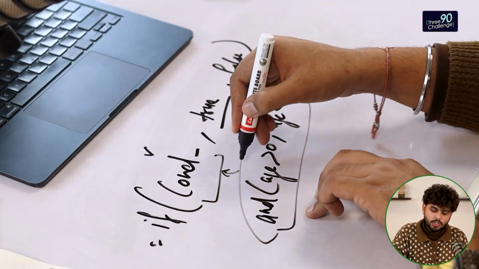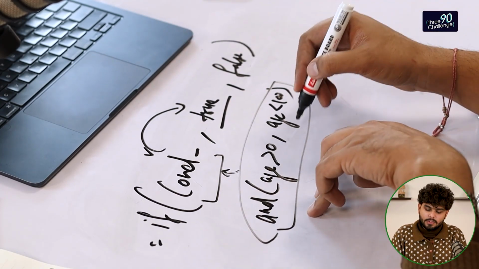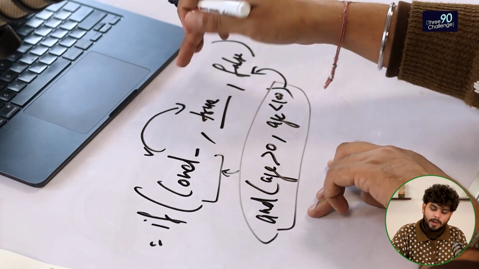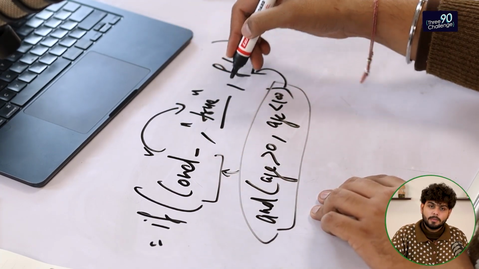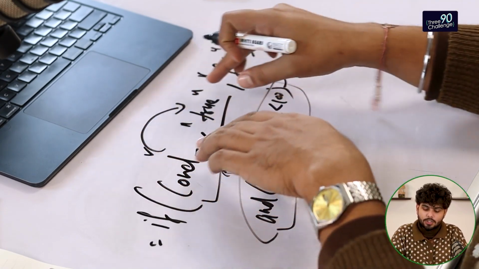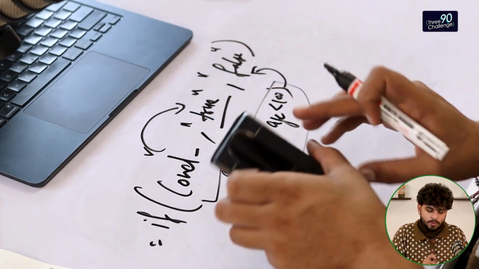If the condition is true, this thing will be implemented. If this condition is false, this will be implemented. If this is true, here I'll pass eligible. If it is false, I'll pass not eligible. If this is true, I can even go inside it, okay, and pass another condition. This will go something like this.